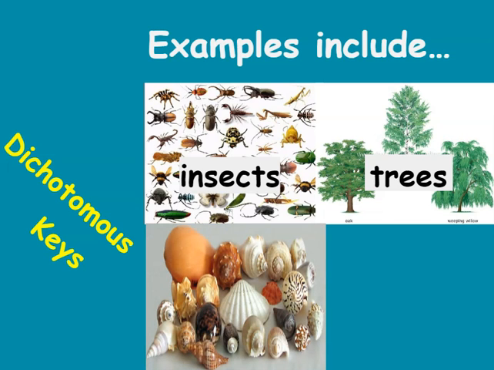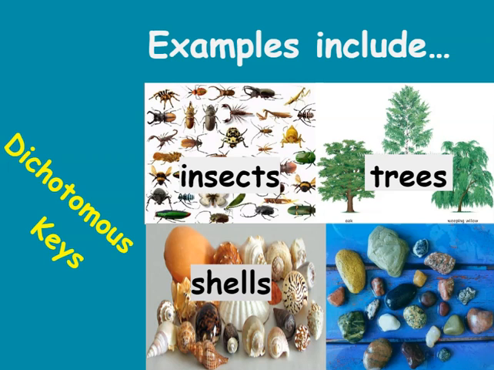It doesn't have to be something living. It could be something like shells, and maybe somebody's a collector of these things, or even rocks. A geologist, a geology student who's not as familiar as somebody who's been in the field for a long time, might need a dichotomous key to figure out which rocks they're looking at. So it doesn't have to necessarily be a living thing.